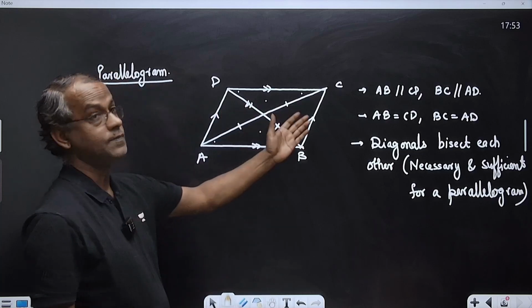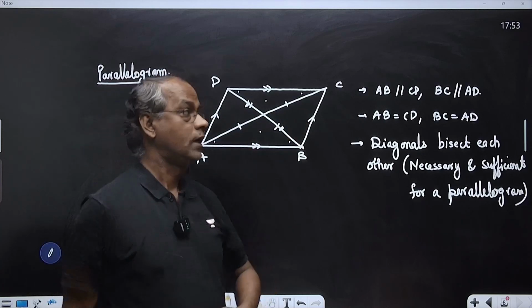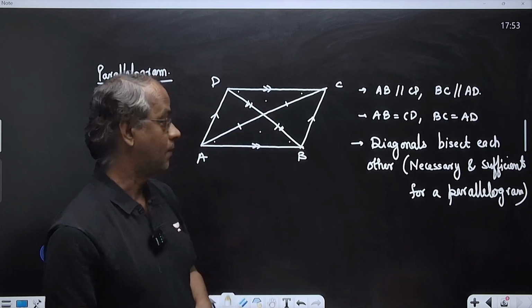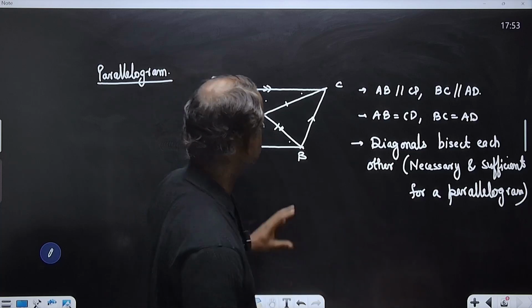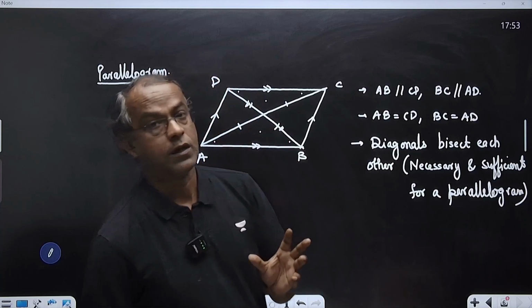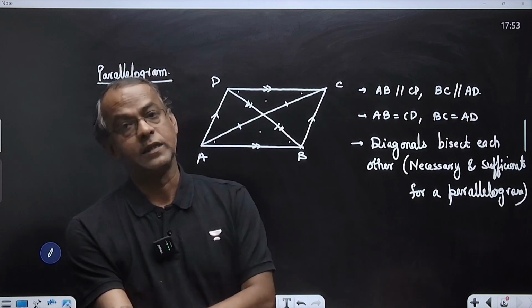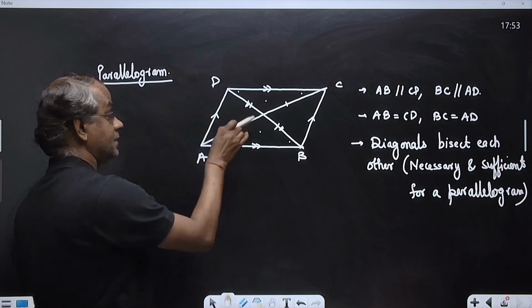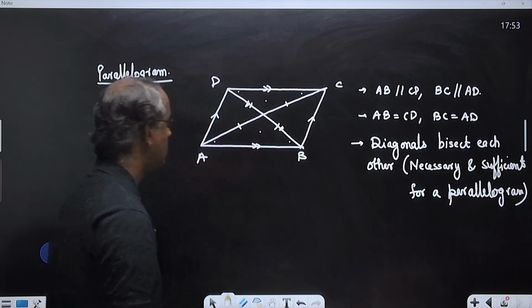One pair of sides being equal and parallel is sufficient for a parallelogram. Sufficiency part, please keep in mind. Sometimes if we have to justify that a quadrilateral is a parallelogram, we just say that since diagonals bisect each other, it is therefore a parallelogram. Diagonals are not equal in length, as you can see in a parallelogram.